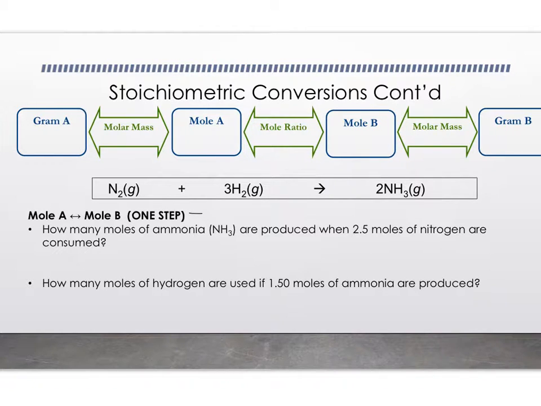The question is asking us how many moles of ammonia, which is NH3, are produced when 2.5 moles of nitrogen are consumed. So we have to first write down our given. For any math problem, we identify the given. So going and writing that down, let me erase that.